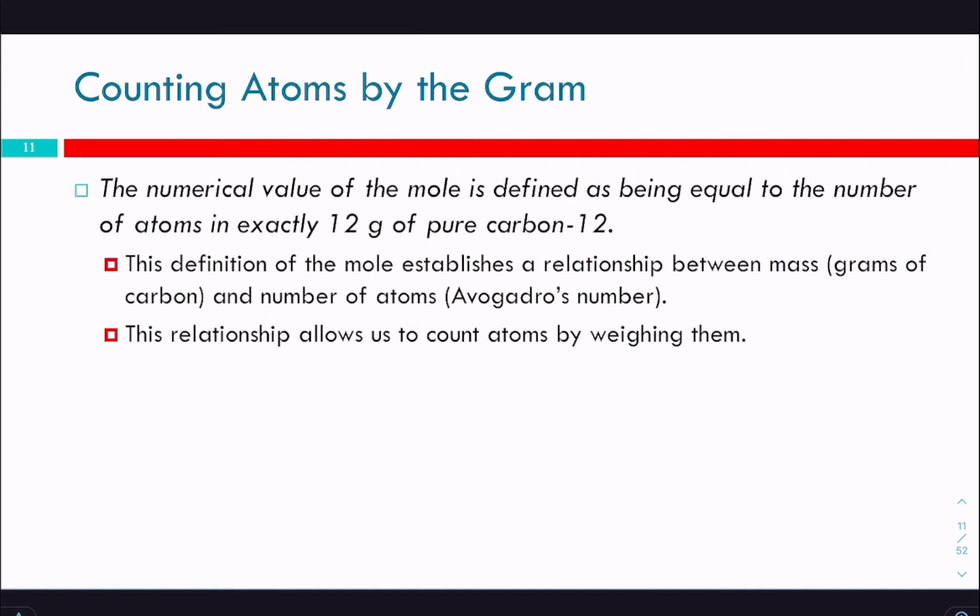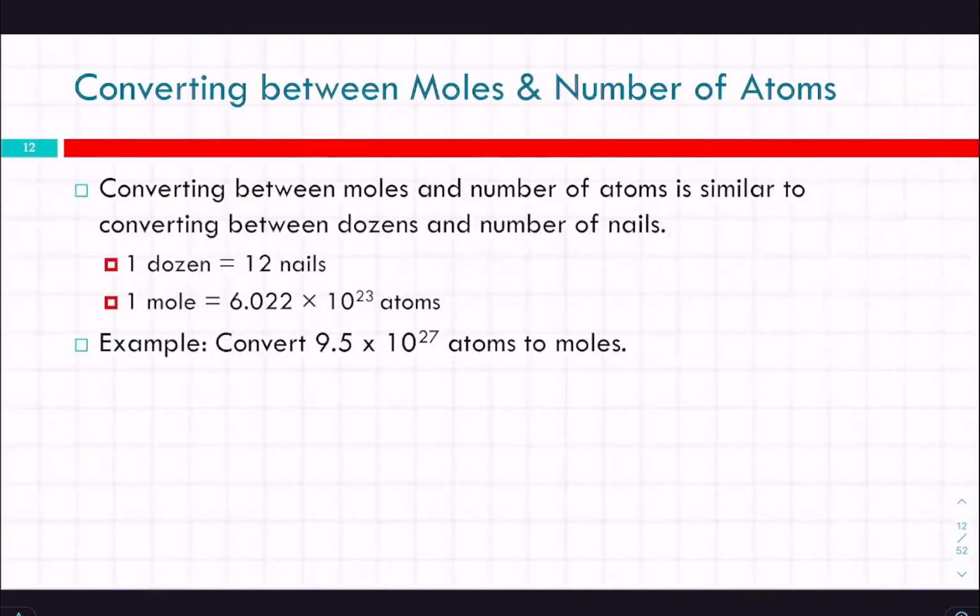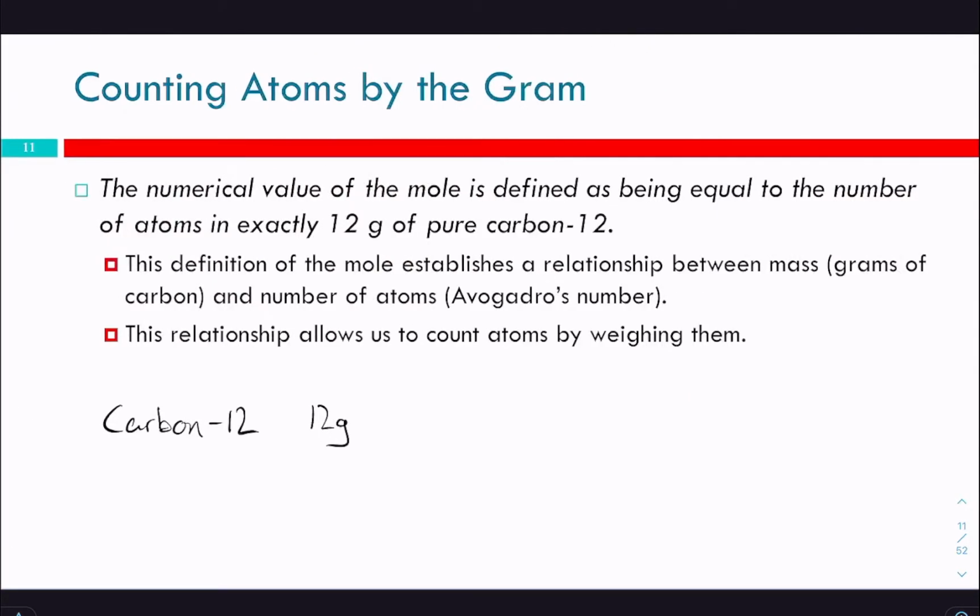So based on this, 12 grams of carbon-12 equals 6.022 times 10 to the 23 atoms. I'll even go so far as to say atoms of carbon-12.